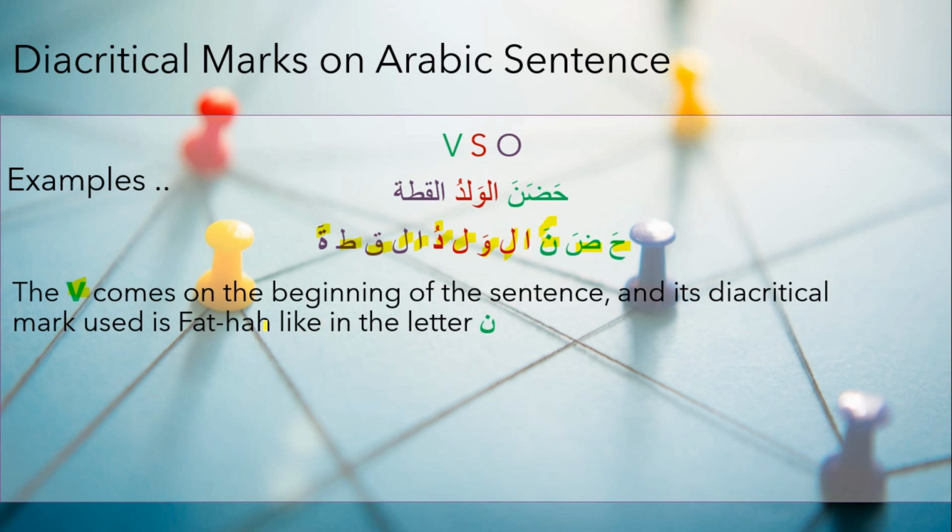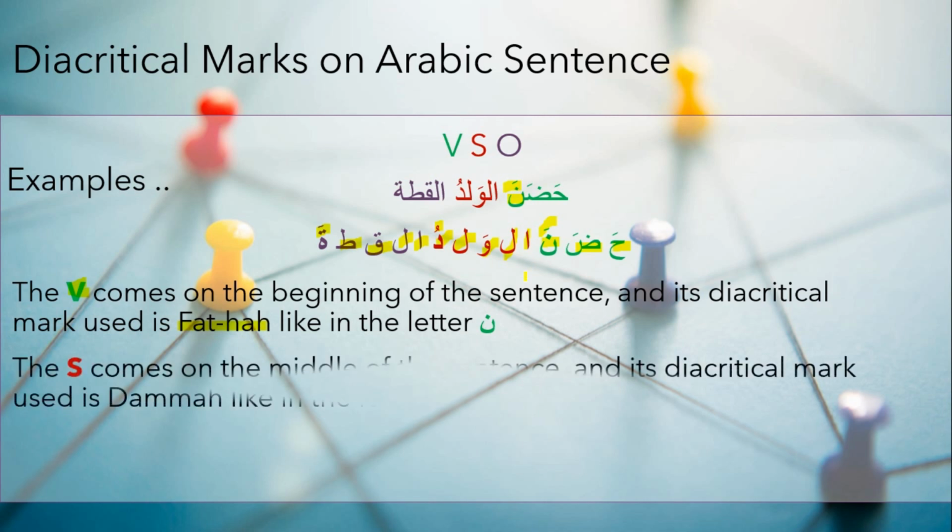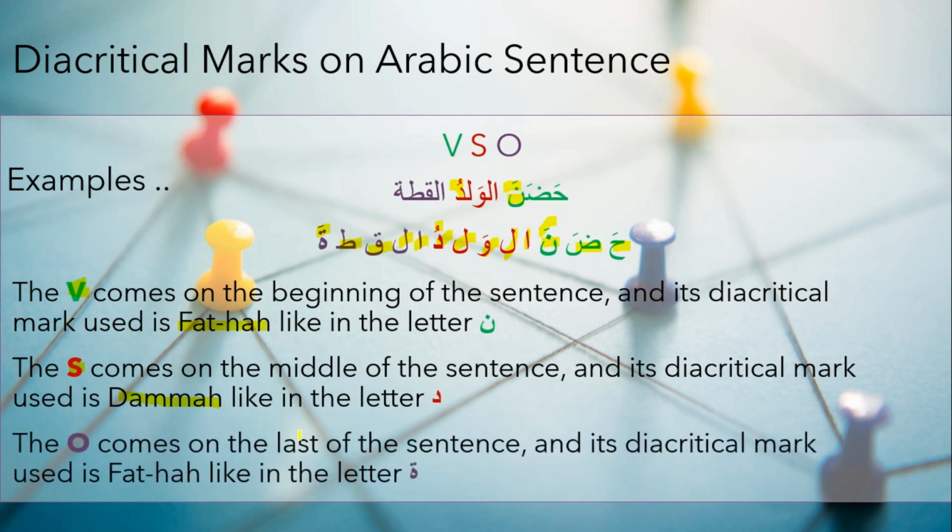حضن الولد القطة. The letter noon, in green, has fatha. The letter dal has dhamma, and the letter ta has the fatha. The verb comes at the beginning of the sentence, and the diacritical mark used is fatha, like in the letter noon. The subject comes in the middle of the sentence, and its diacritical mark used is dhamma, like in the letter dal, and the object is fatha, like in the letter ta.